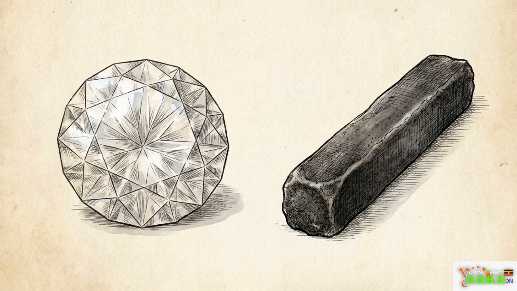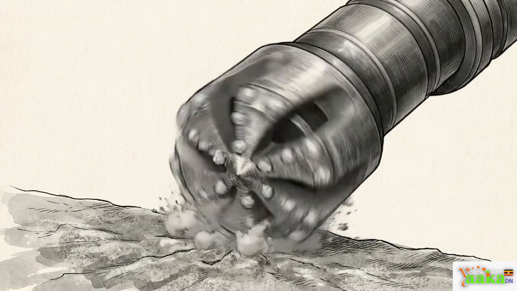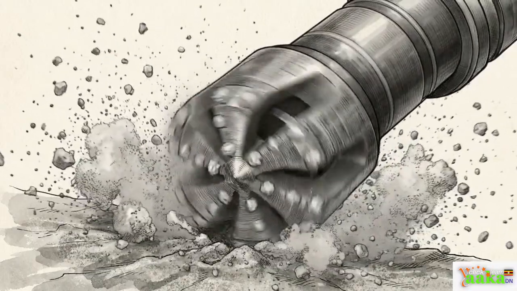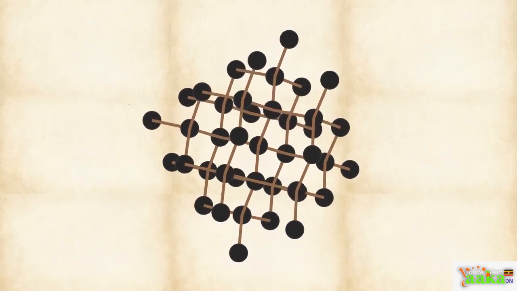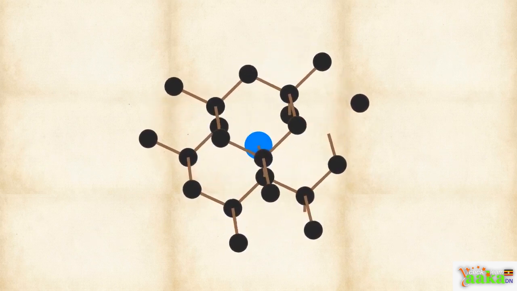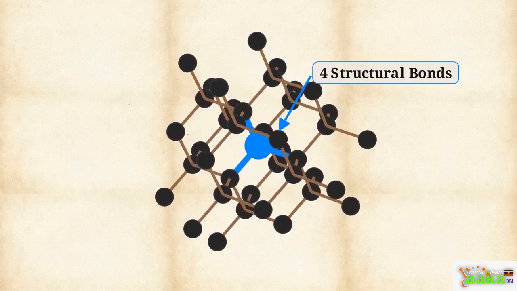Carbon takes on completely different physical forms, known as allotropes, based entirely on how its individual atoms bond to one another. Take the diamond. It is the hardest known natural substance and completely unable to conduct a current of electricity. This animation shows us why. Every single carbon atom inside a diamond is locked into a rigid, three-dimensional framework by four thick structural bonds.